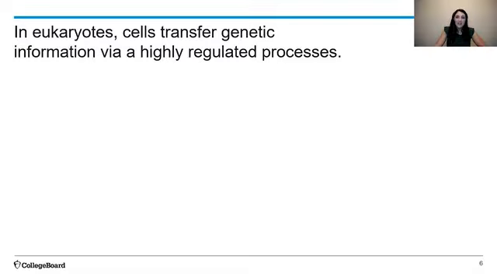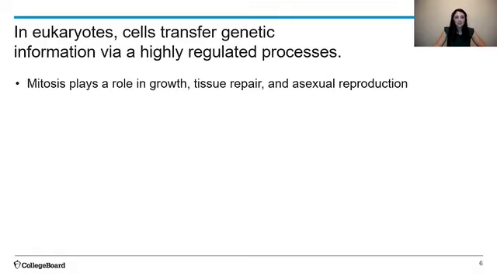So in eukaryotic cells that are going through cell division, they are transferring genetic information through these highly regulated processes. And mitosis plays a role in this by being a part of growth, tissue repair, and asexual reproduction. So mitosis's role in growth could be when you start as a single cell and then you become 2 cells and then more cells and then more cells until you are what you are right now, which is trillions of cells. That happened because of mitosis, and that was growth and its role in growth.